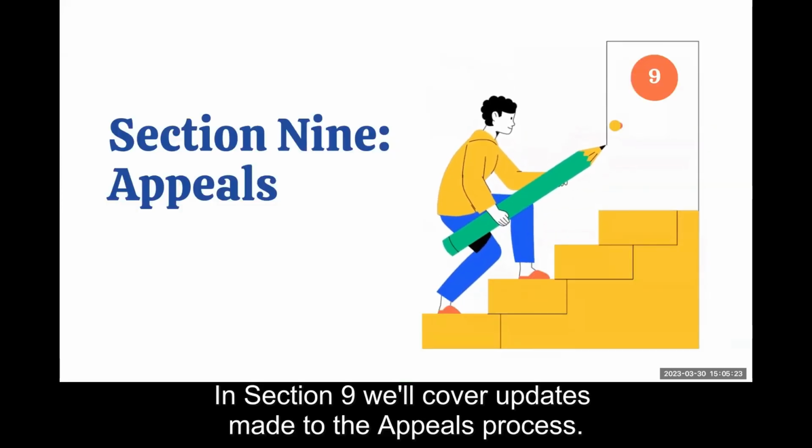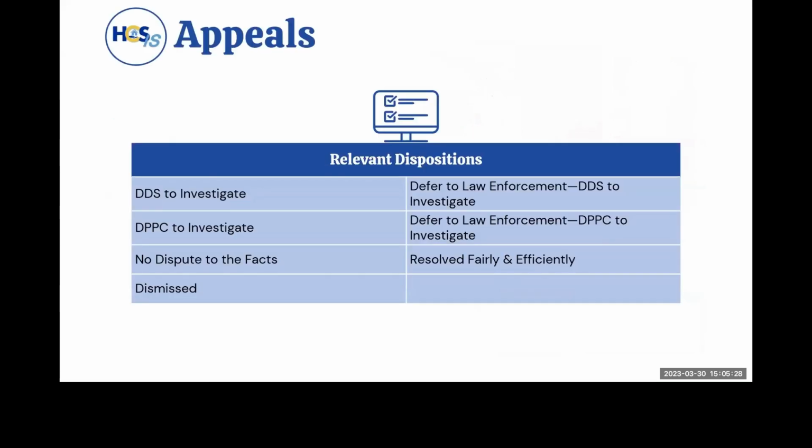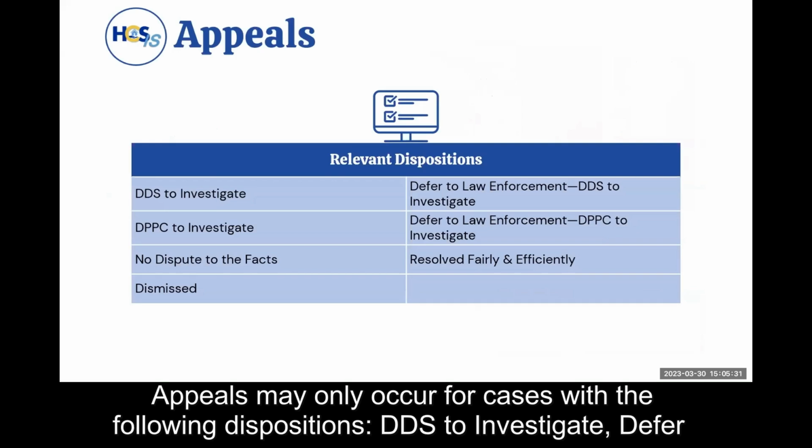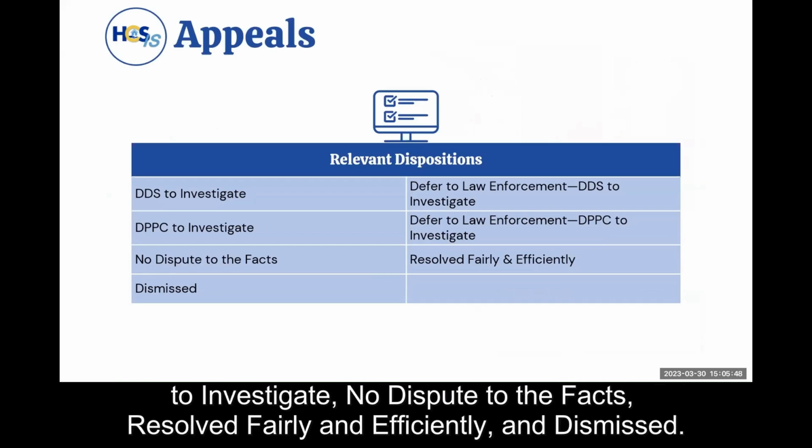In Section 9, we'll cover updates made to the appeals process. Appeals may only occur for cases with the following dispositions: DDS to investigate, defer to law enforcement, DDS to investigate, DPPC to investigate, defer to law enforcement, DPPC to investigate, no dispute to the facts, resolve fairly and efficiently, and dismissed.